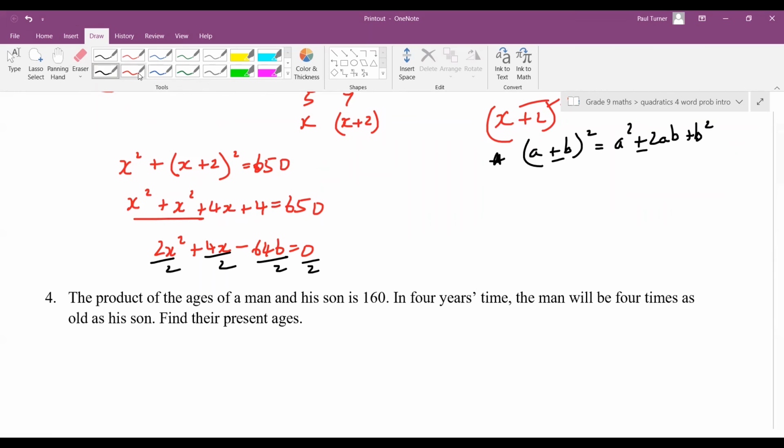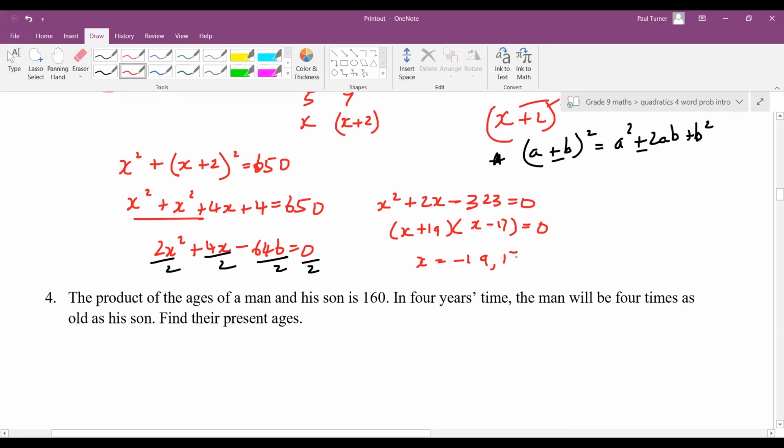So we'll end up with x squared plus 2x minus 323 equals 0. And at that point, we will factorize. These numbers are pretty big, so you can use your quadratic formula if you want to as well. So x plus 19 and x minus 17. Okay, 19 minus 17 is 2. And when you multiply them, you'll get minus 323. So x will be equal to minus 19 and 17.